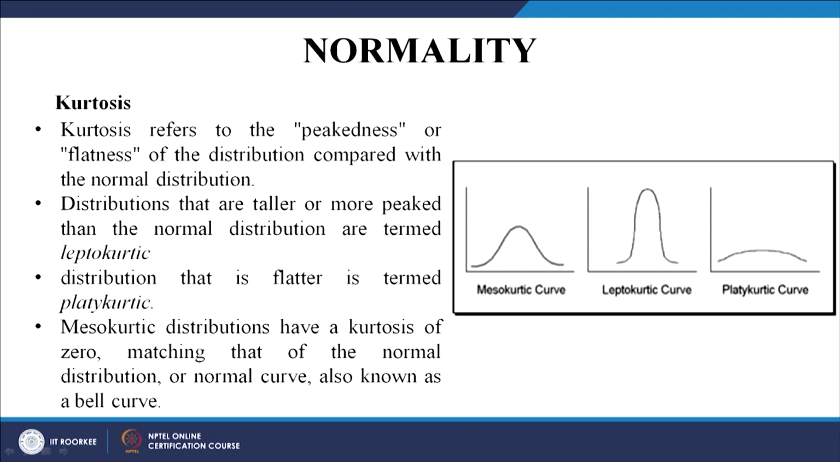So, there are three types of kurtosis. Distributions that are taller, or more peaked than the normal distribution, are termed as leptokurtic, right. A distribution that is flatter is termed as platykurtic, right. Mesokurtic distributions have a kurtosis of 0, that means 0 means normal, matching that of the normal curve, also known as a bell curve. So, this is the normal, correct one, this is a problem, this is also a problem. So, these two are problematic situations.